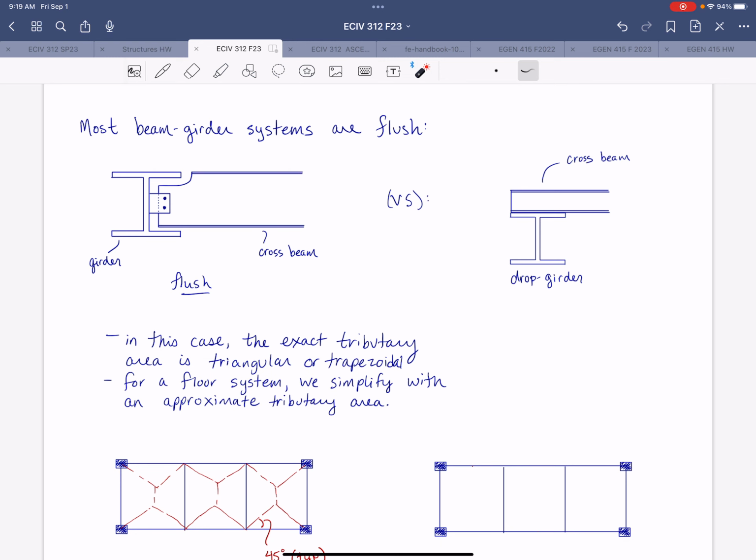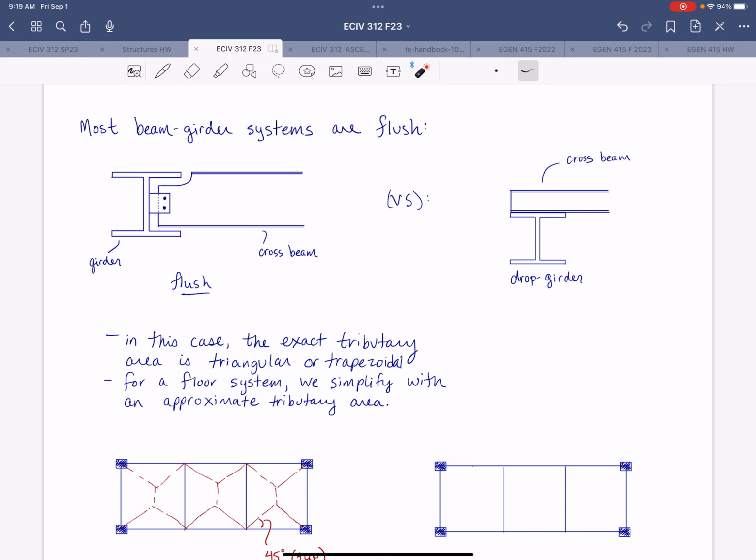All right, so most beam girder systems are constructed in a manner that causes them to be what we call flush. That means that the elevation of the top of the girder is at the same level as the elevation of the top of the beam that frames into it. So in this situation, both the girder and the beam will directly support the floor plate, but that doesn't necessarily mean that it's a two-way floor system. It just means that the girder will take on a little bit of that width of the floor surface area.